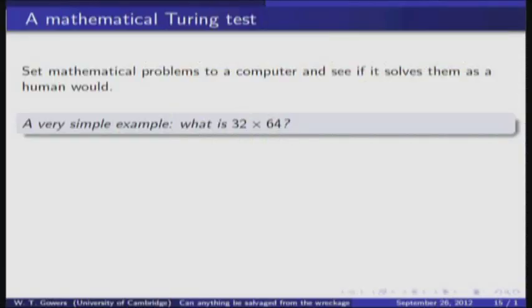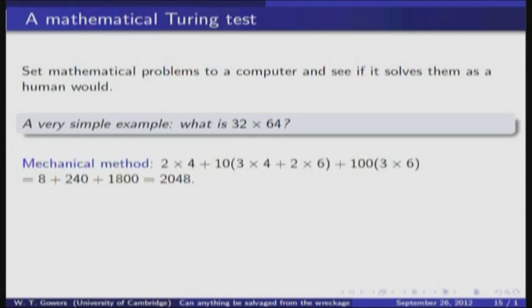So let's consider what might happen at the moment. Supposing you were to ask a human and a computer what 32 times 64 is. A computer might do something like long multiplication, which I've written out in a slightly different form. So what does long multiplication do? It says, let's take the two final digits, multiply them together, and then take the first digit of one number and the last digit of the other one, multiply them together and multiply by 10, and do the same the other way around, and then multiply the two first digits together and multiply that by 100, add the whole lot together, and here we get 2048 if we do that calculation. So that would be a mechanical method.